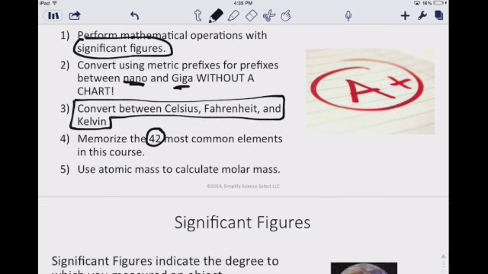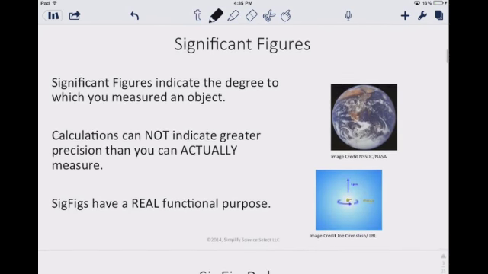So jumping into this, we're going to first start talking about significant figures. Significant figures indicate the degree to which you measured an object. It's telling us how accurate and precise something is. Calculations cannot indicate greater precision than you can actually measure.